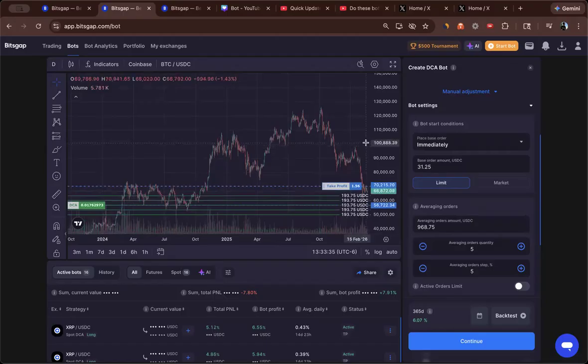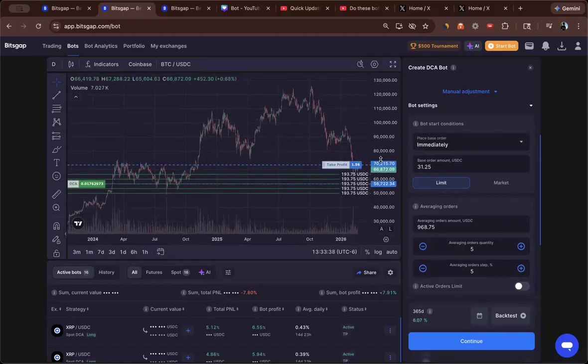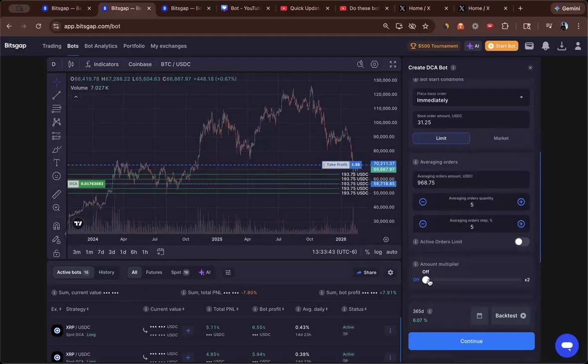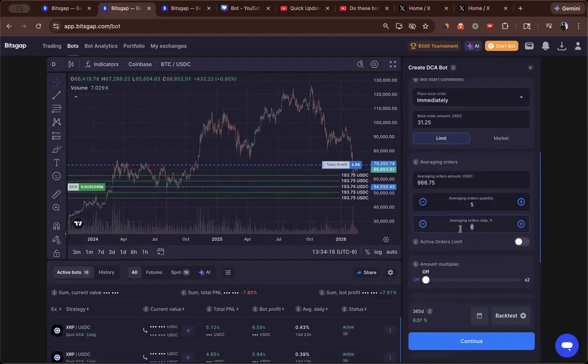And then unlike the altcoins, like you'll see in that previous Bitcoin video, I don't use the amount multiplier on Bitcoin because it doesn't give us as good results as leaving it off. So what we typically start out with on these bots is averaging orders quantity 5. That gives us the 5 limit orders below our immediate order that it places when we start the bot. And then the averaging order step percentage is the percentage distance in between each one of these orders. So if you wanted to go deeper, you could plop that up like this.